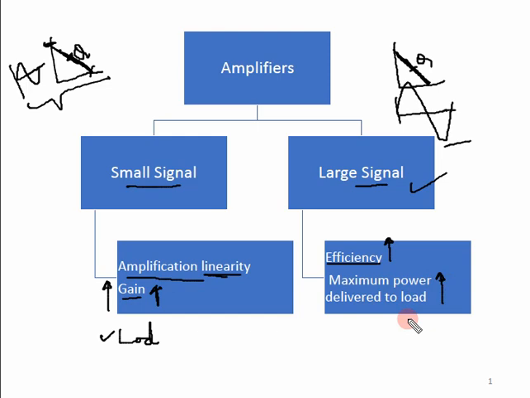Okay, and then we look into the factor of maximum power delivered to the load. So how we can maximize the power being delivered to a load in an amplifier. So what are the techniques, or what are the ways to improve maximum power delivery. So this is how this classification is done.